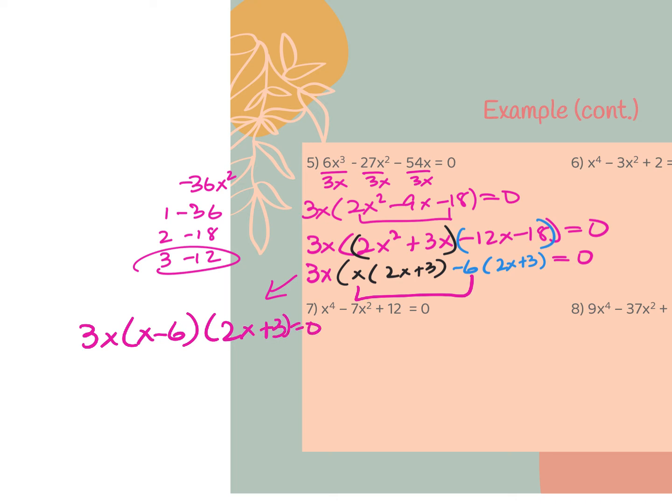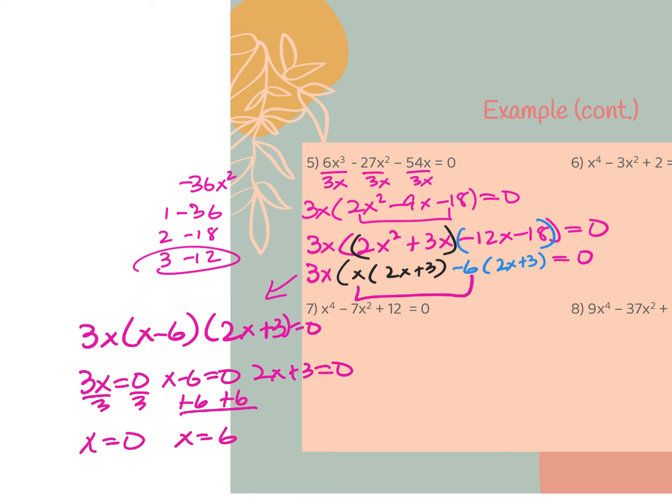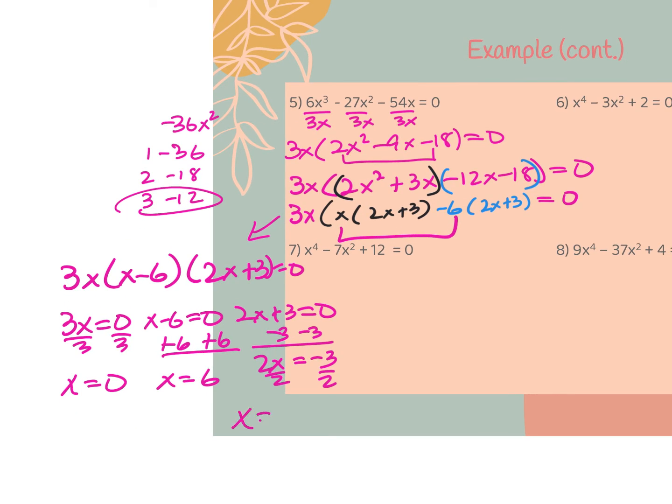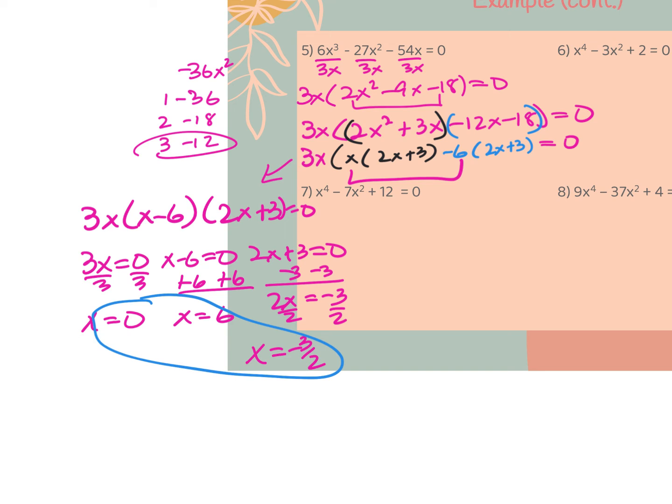Now set each one equal to 0. So the GCF, don't forget about it, as well as this guy. So divide by 3, x equals 0, x equals 6, subtract 3, divide by 2, and x equals negative 3 over 2. So again, here are your 3 answers. So WebAssign will ask you to enter them with commas, negative 3 over 2, comma 0, comma 6.